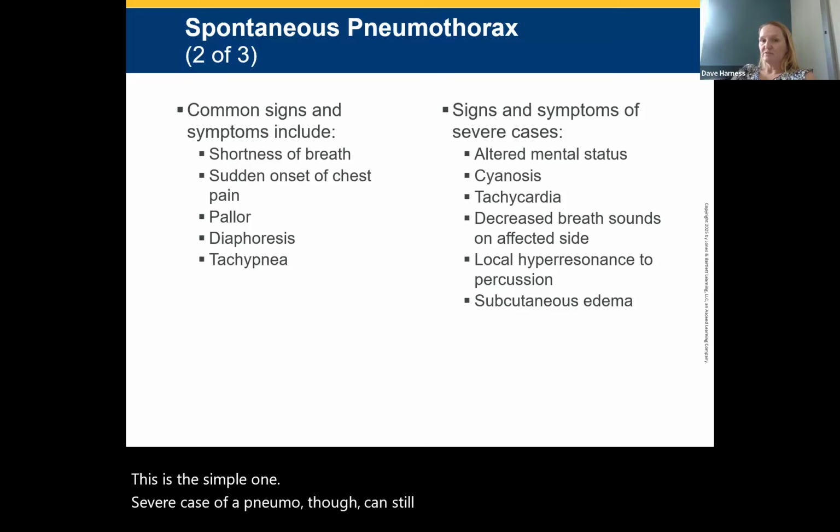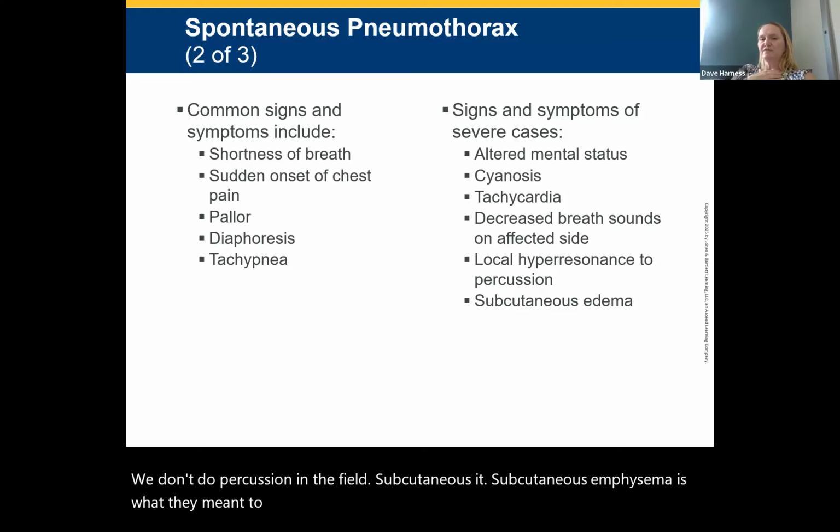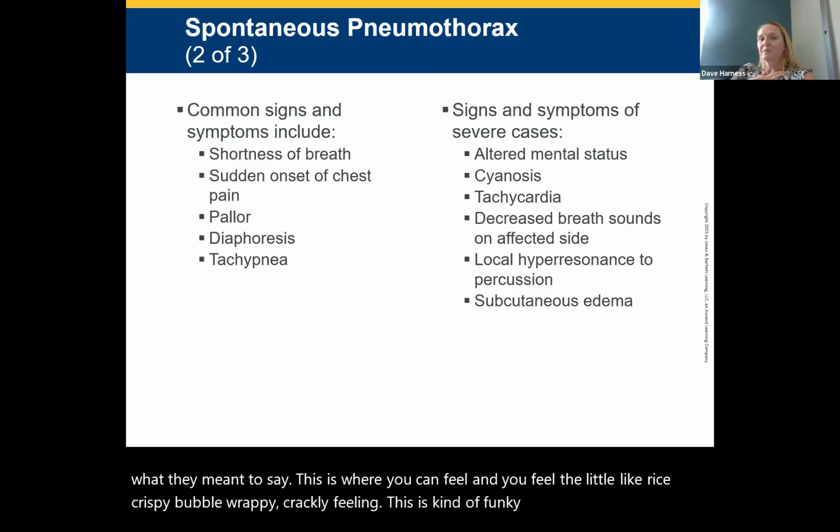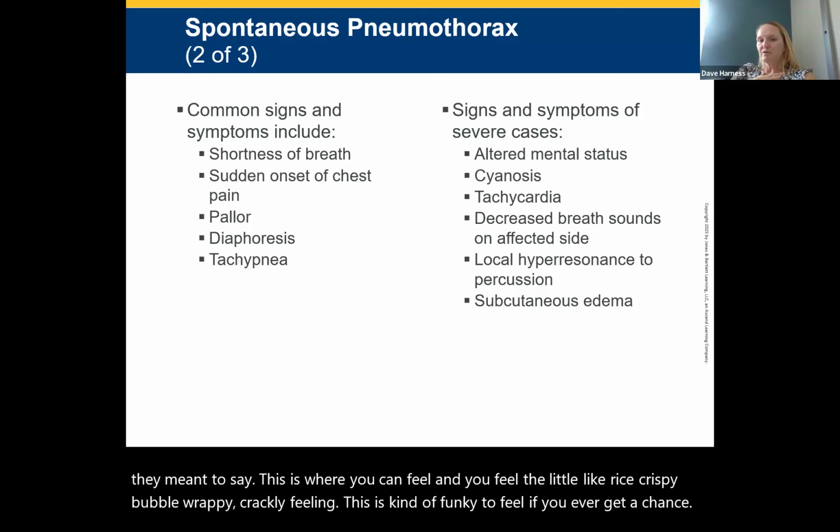Decreased breath sounds on the affected side. We don't do percussion in the field. Subcutaneous emphysema is what they meant to say. This is where you can feel the little Rice Krispy, bubble-wrappy, crackly feeling. This is kind of funky to feel if you ever get a chance. You do treat a pneumothorax the same way.